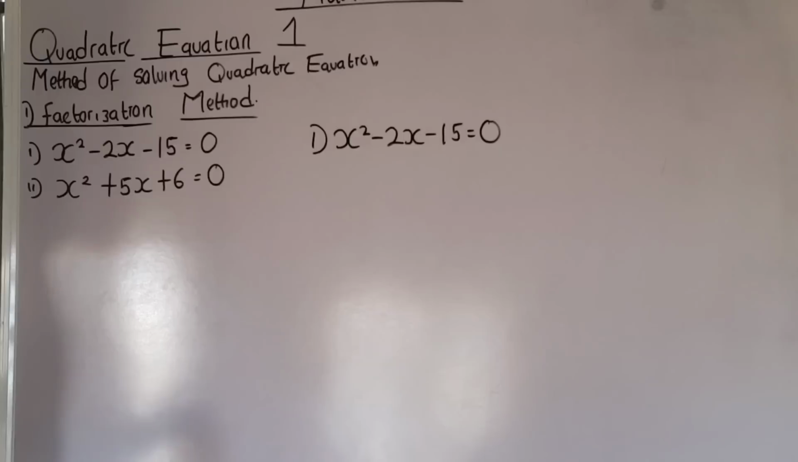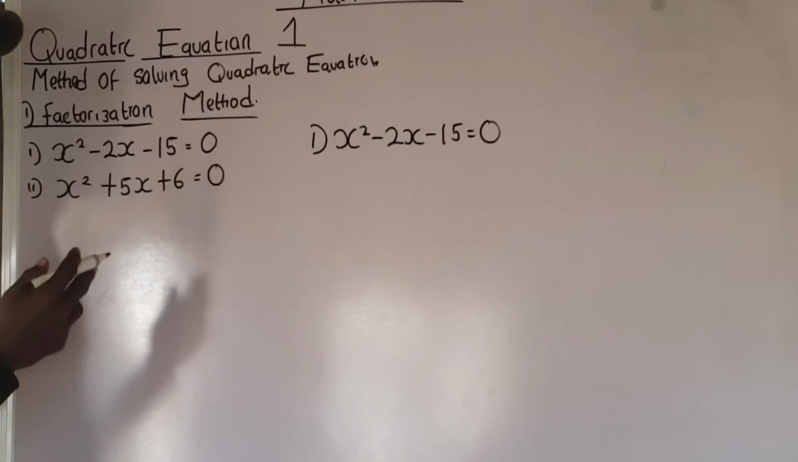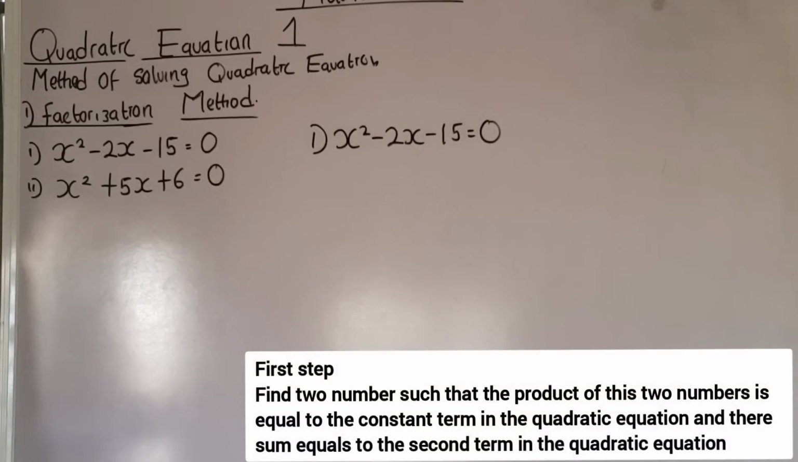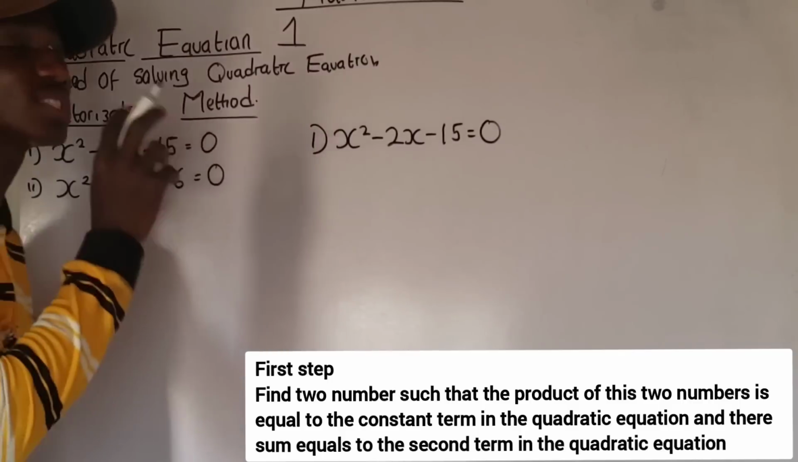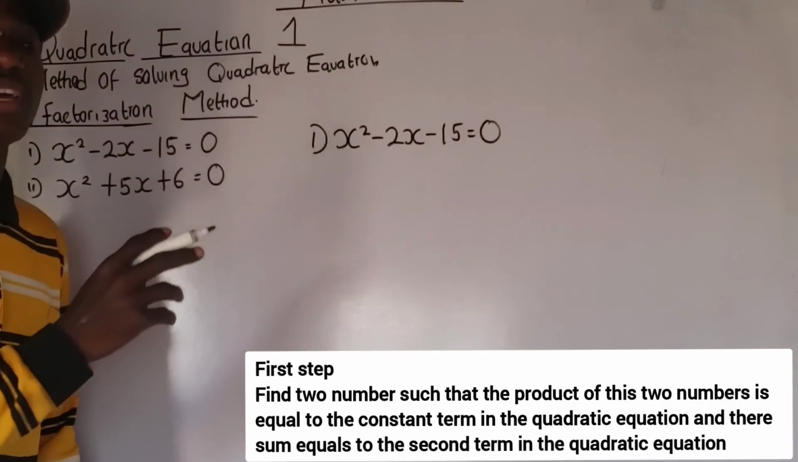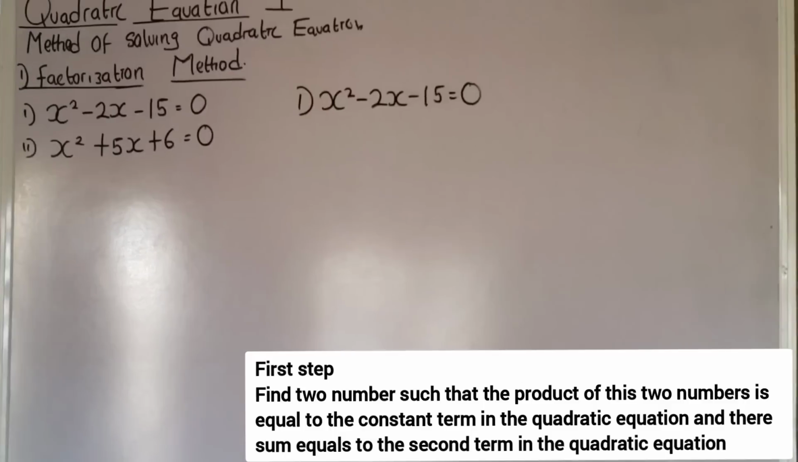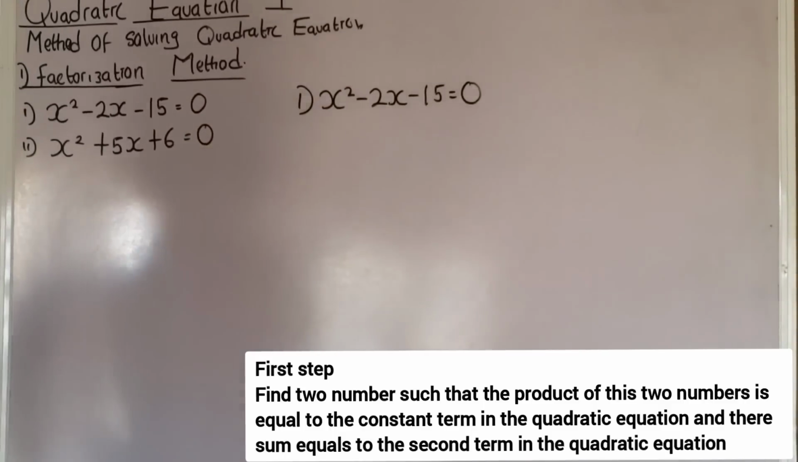Now, you know that we've learned how to identify the first, second, and the constant term in our quadratic equation. To solve this question, all you have to do is find 2 numbers such that their product is equal to the constant term in this quadratic equation and their sum is equal to the second term in this quadratic equation. Listen to the explanation again, okay?